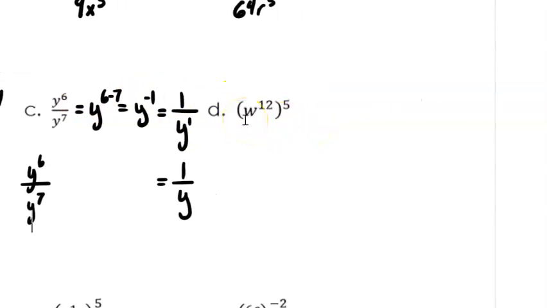All right, this one right here is a power raised to another power. So when it's a power raised to another power, you multiply them. So 12 times 5 gives you 60, so it's w to the 60.